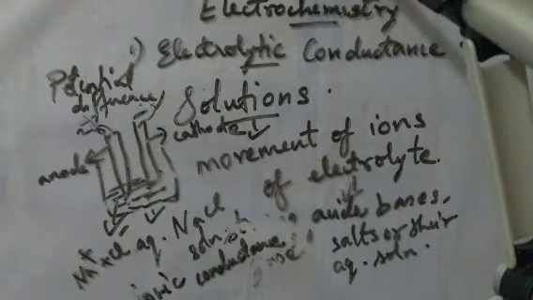In metals, the movement of free electrons is responsible for conduction. It is called electronic conductance. And in solution, the movement of Na+ and Cl- ions, that is the movement of electrolytic ions, is responsible for the conductance, hence it is called electrolytic conductance. Now we have studied conductance and conduction.